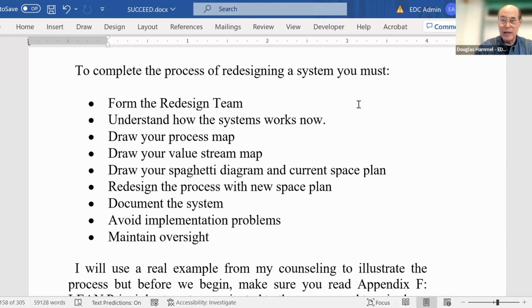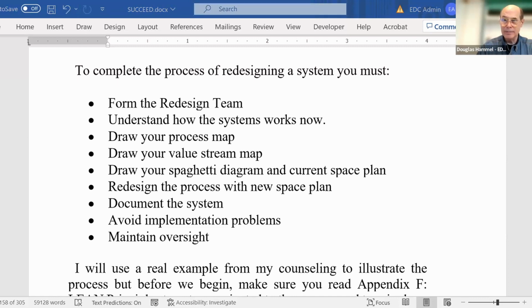Now, yes, it does add up, but I'm guessing that the amount of time you spend designing the system is far less than the inefficiency of the old system. So form the redesign team. That's everybody who touches it. Now we're going to move on to understand how the system works. So I'm going to show you a publisher.